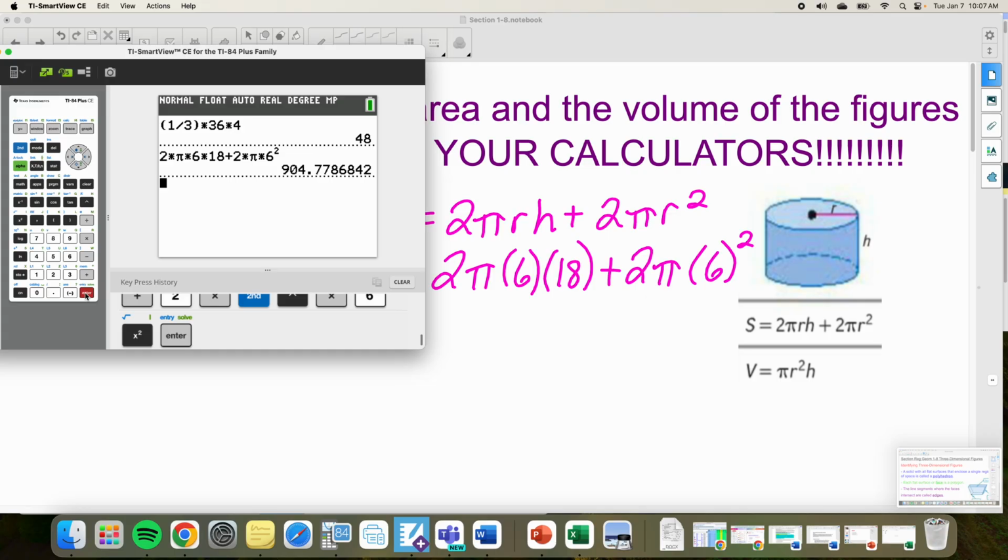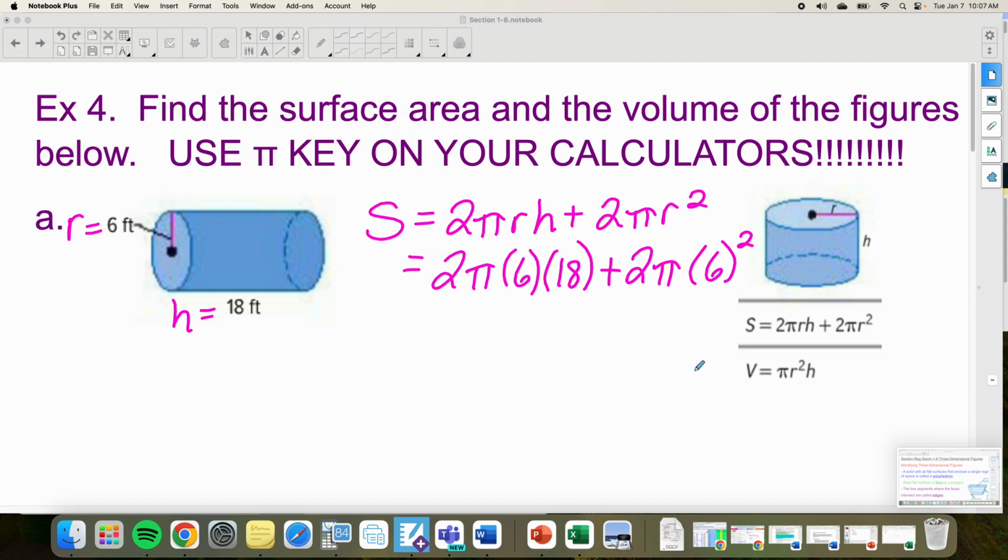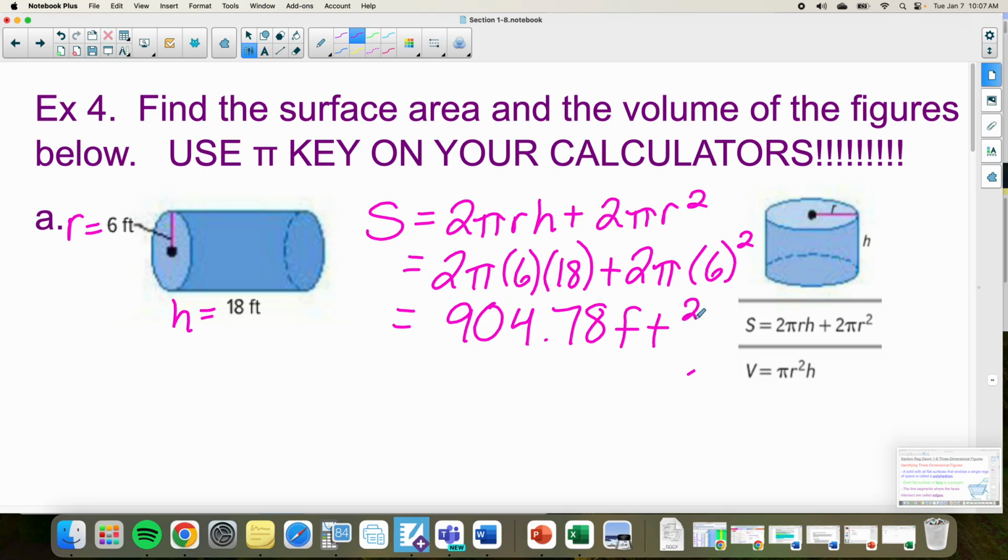Okay, so do you agree if I rounded to 2 places, it would be 904.78? Yeah. Okay, so this is 904.78 feet squared.